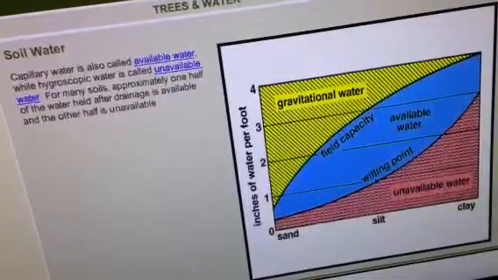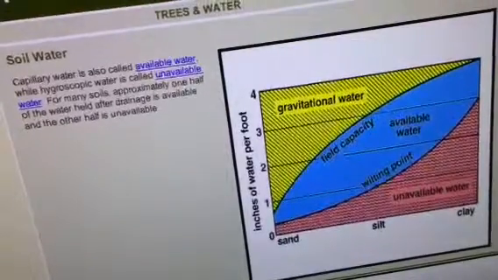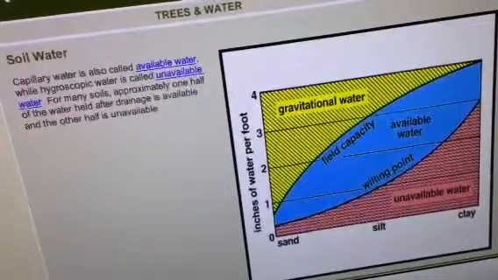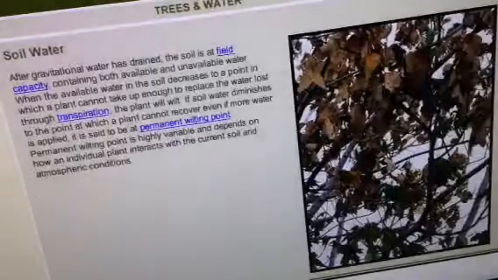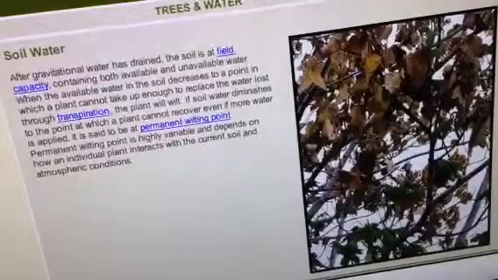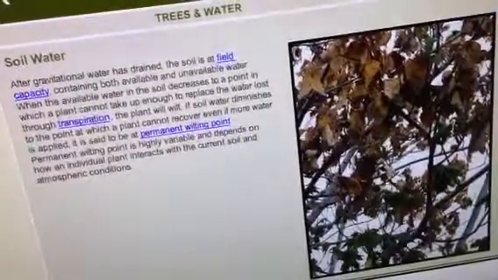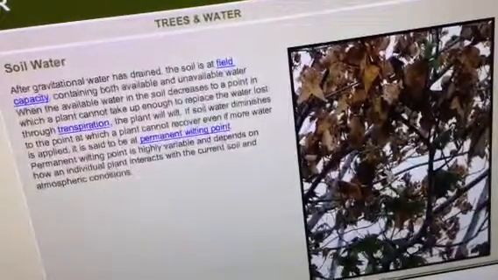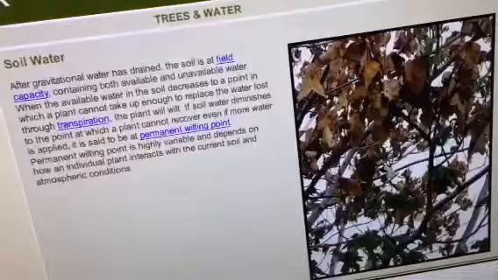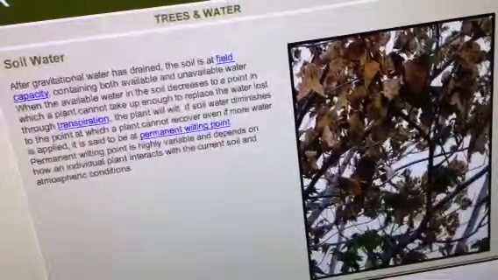For many soils, approximately 1/2 of the water held after drainage is available, and the other half is unavailable. After gravitational water has drained, the soil is at field capacity containing both available and unavailable water. When the available water in the soil decreases to a point in which a plant cannot take up enough to replace the water lost through transpiration, the plant will wilt.